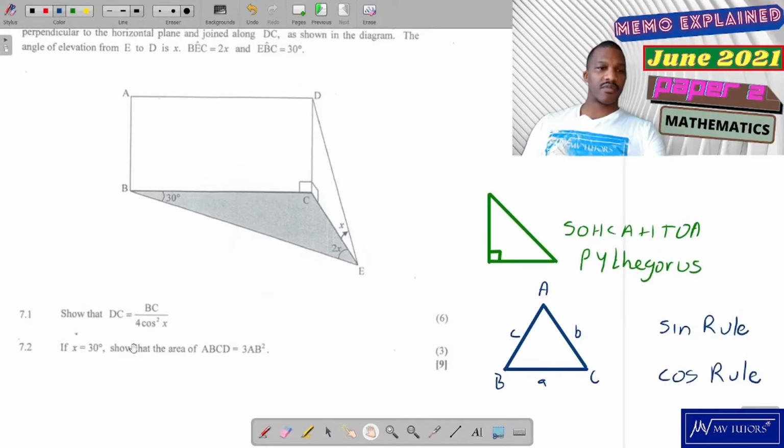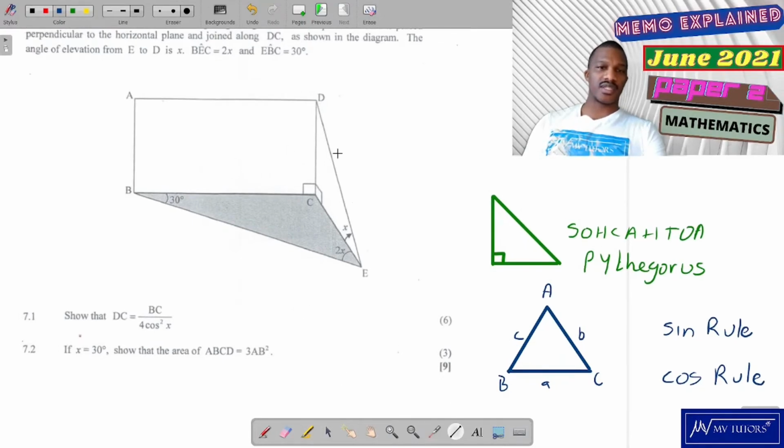It says 7.1, show that DC is equal to that. Now, whenever they ask you this question, don't worry about what it's equal to yet. Just solve DC as though you were solving it normally. So where is DC? DC is over here. They want us to solve for this angle. But to solve for that, we need a triangle. So let's say we'll take this triangle over here.